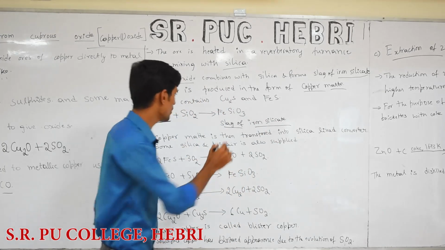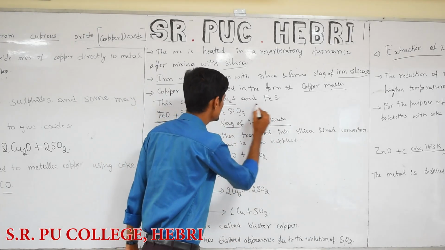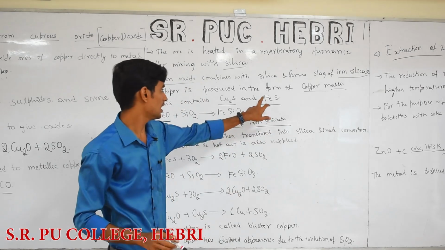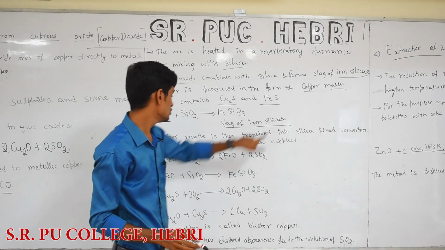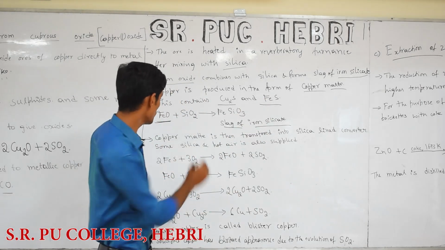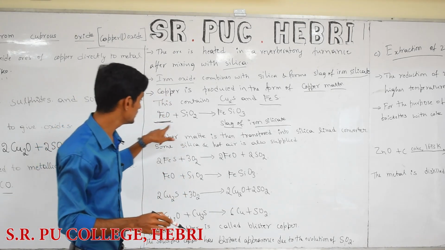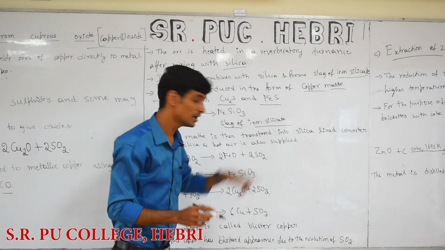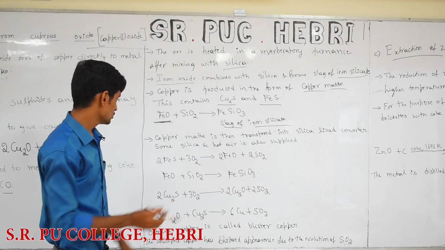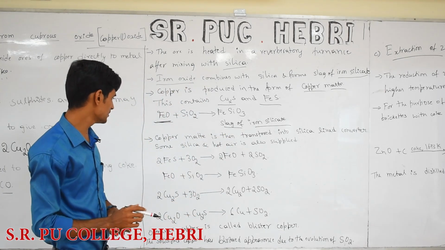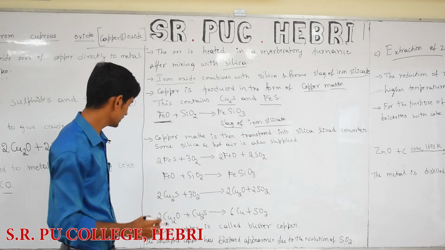Okay, so this copper matte contains Cu2S and FeS. I have told you this FeS is converted into FeO, the oxide form, and then it is removed in the form of slag of iron silicate. So all the reactions taking place in this process I have written here.